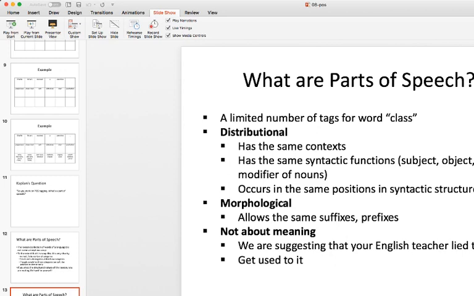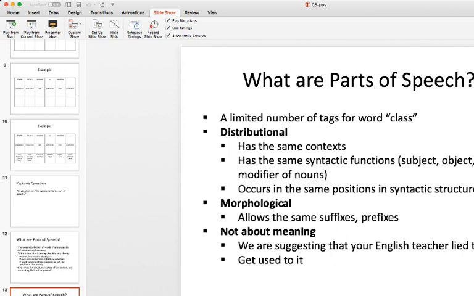So what about adjectives? They describe nouns. So these are all lies. In fact, English teachers are liars. That's what they do. They're paid to tell well-intentioned lies.